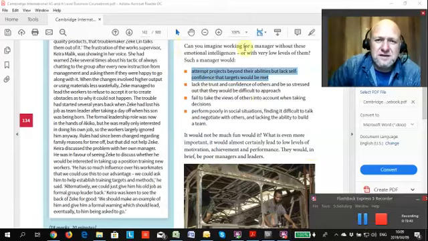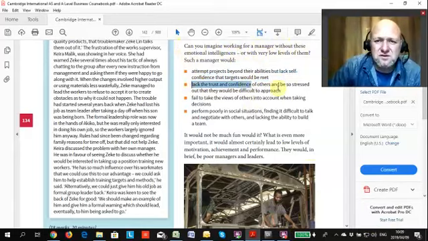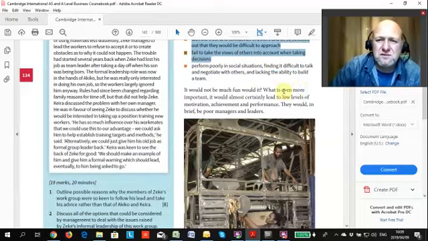So, can you imagine working for a manager without emotional intelligence, or with very low levels of it? Such a manager would attempt projects beyond their abilities, but lack self-confidence that targets would be met, lack the trust and confidence of others so that there'd be so much stress, and be difficult to approach. They would fail to take the views of others into account when making decisions. They would perform poorly in social situations, finding it difficult to talk and negotiate with others, and lacking the ability to build a team. It would not be fun working with them, would it?